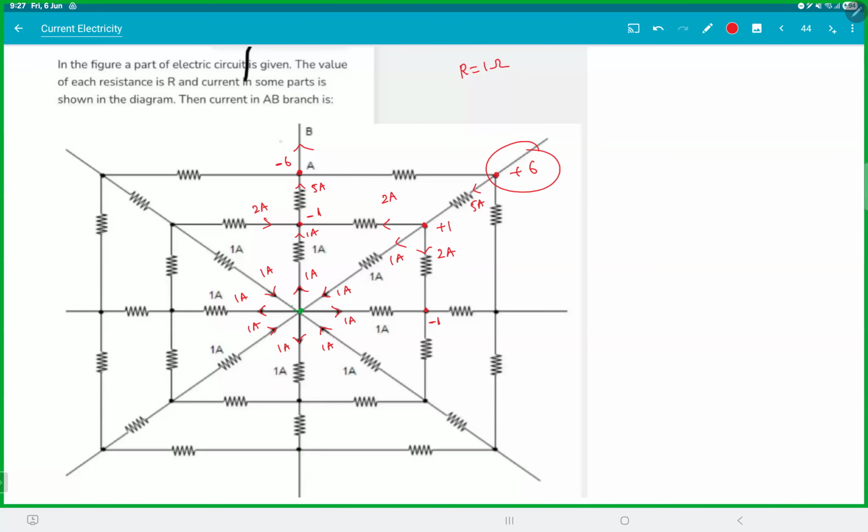If this is +6 and this is -6, what is the potential difference? 12. That means this branch will have current 12 ampere. This branch will be 12 ampere. This branch will have 29 amperes. 12 plus 12 plus 5.